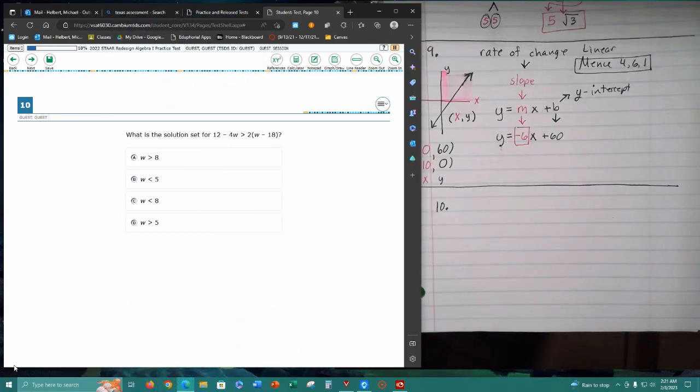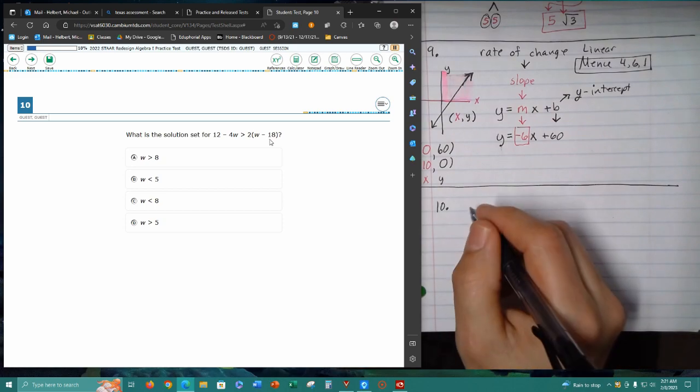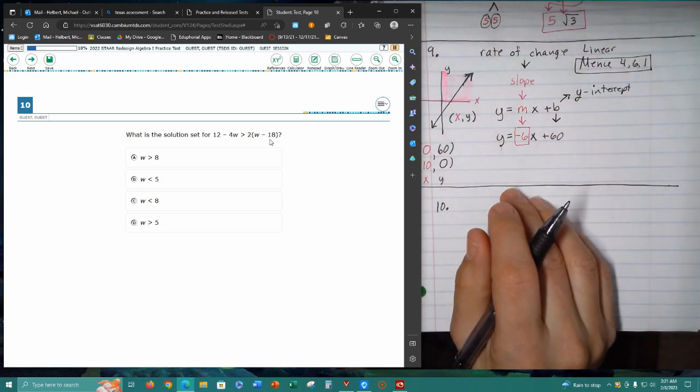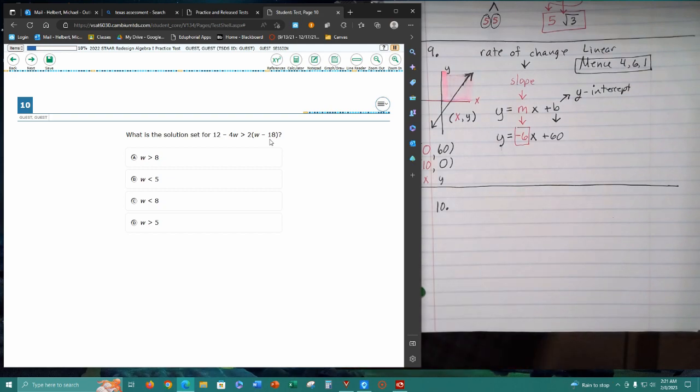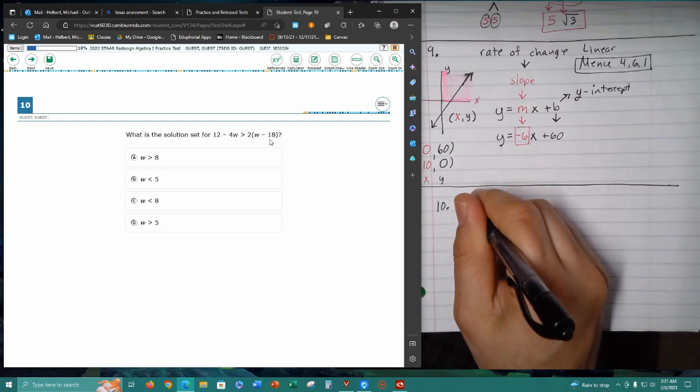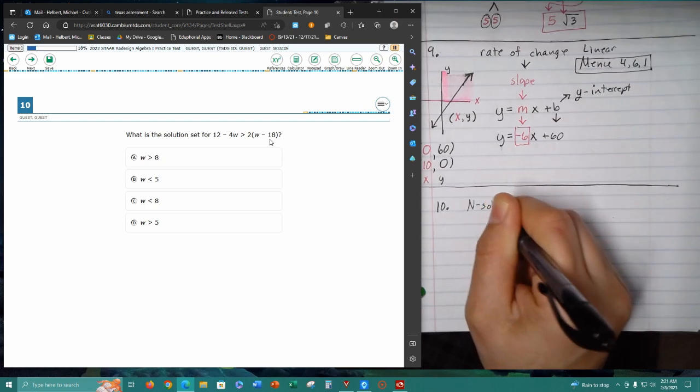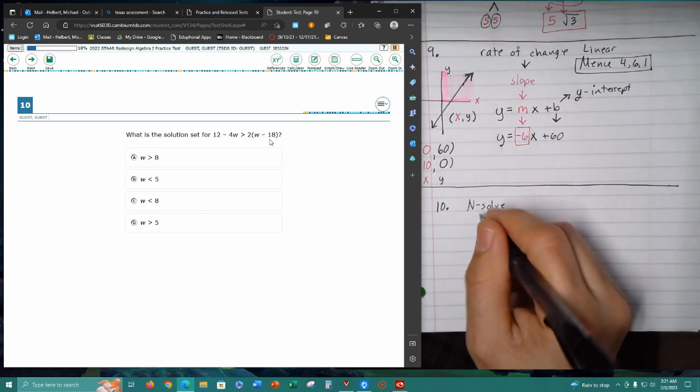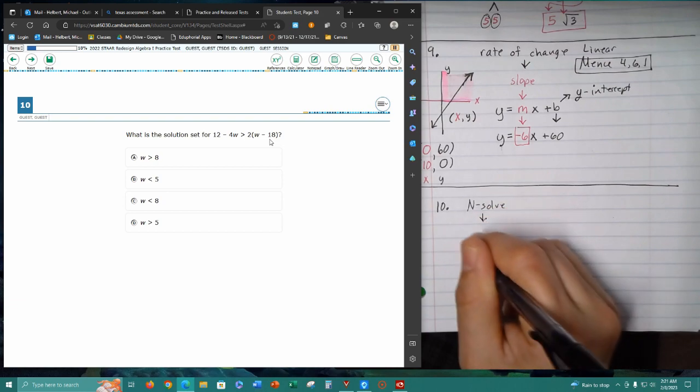On number 10, notice that we were given an inequality, and it says, what is the solution set for 12 minus 4w is greater than 2 times w minus 18? So there's two ways we can do this. We can do this by hand, or we can use numerical solve and see if we can at least eliminate some answers. So numerical solve, most of the time, if it doesn't get you the answer, you can at least eliminate it. So we're going to start with nSolve to eliminate some answers, and then we'll go ahead and work it out by hand to see which one is correct.